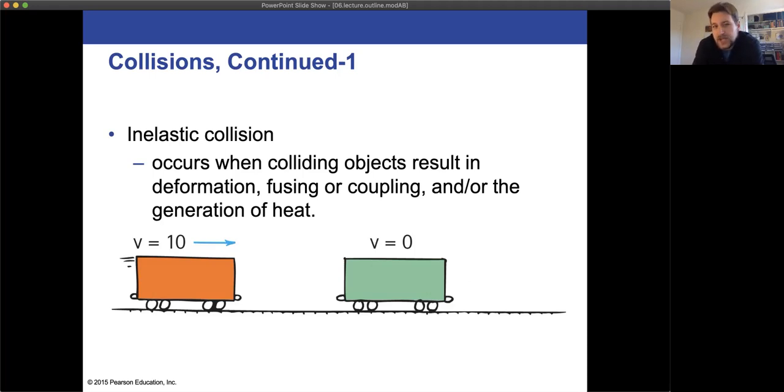And once we talk about chapter 7, we can say a little bit more about what that means. But for now, elastic collisions mean rebound, just bounce off. Inelastic collisions are pretty much everything else.